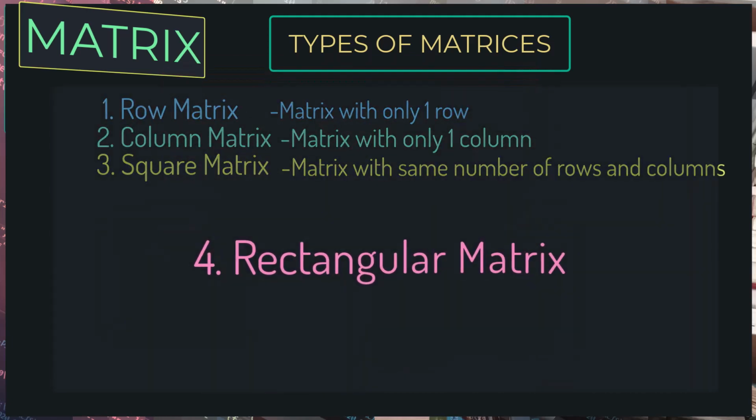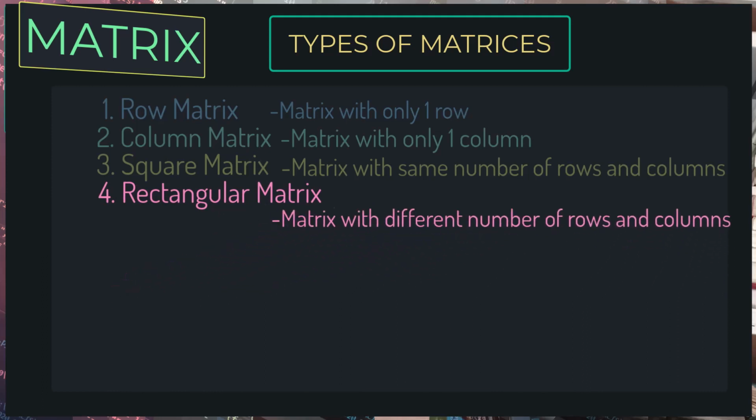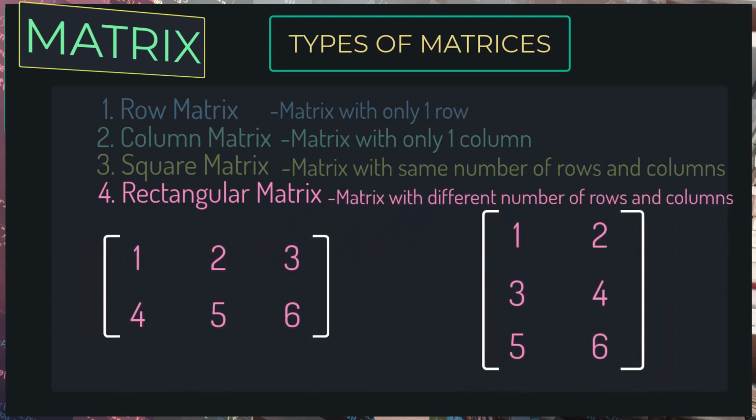Fourth type is a rectangular matrix, which has a different number of rows and columns. For example, these two matrices are rectangular matrices. The first one with order 2 by 3 and the second one having the order 3 by 2.